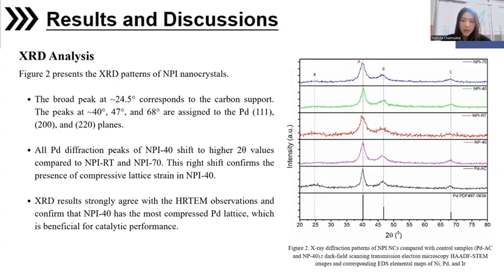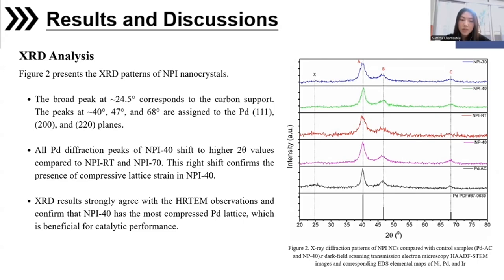For the XRD analysis, in this slide, we discuss the XRD pattern of the NPI nanocrystal shown in Figure 2. The broad peak at around 24.5 degrees corresponds to the carbon support. The peaks at approximately 40, 47, and 68 degrees are assigned to the Pd planes, respectively.